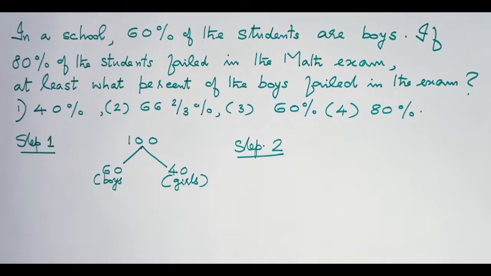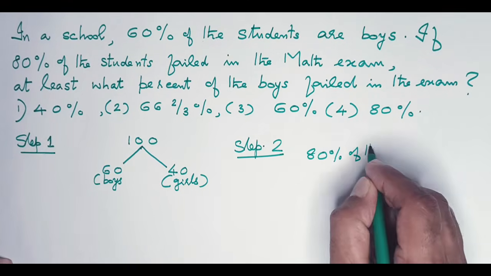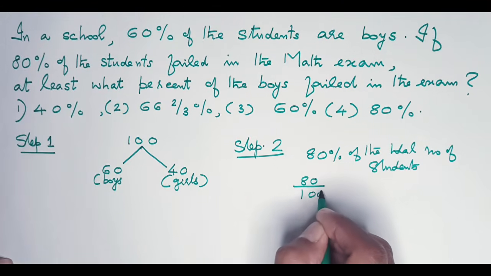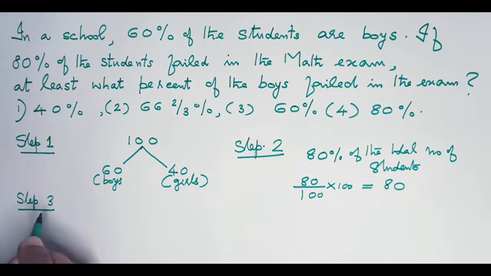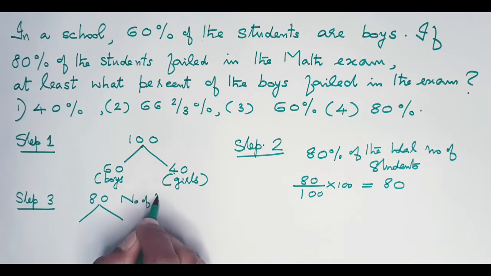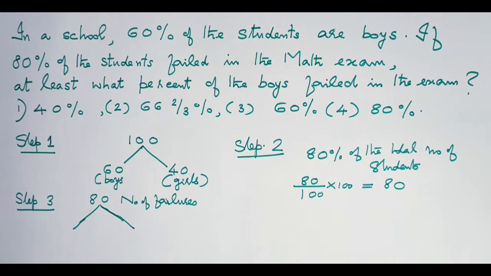In step 2, we will write the total number of students who failed in the exam, which is given to be 80% of the total number of students, which is actually what? 80 by 100 into 100. That equals 80. Now in step 3, we will break up these 80 students, which are the number of failures, into boys and girls in such a way that the number of boys will get minimized. To minimize the number of boys, obviously you will maximize the number of girls who failed.